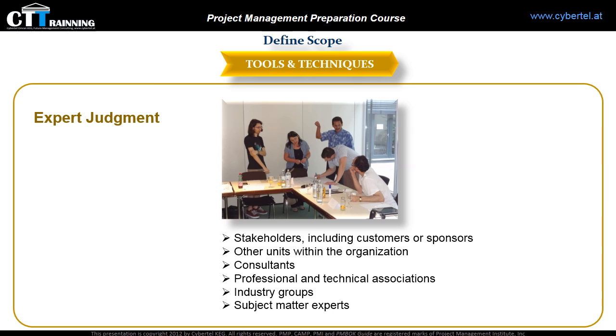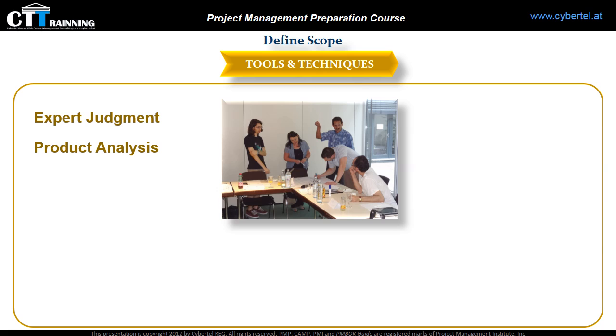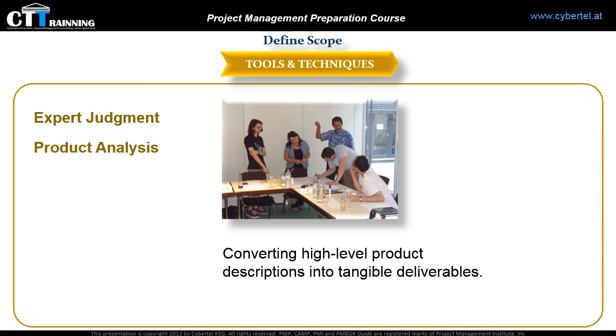The second tool is product analysis. Product analysis is usually used in projects that produce a product. It's all about converting high-level product descriptions into detailed scope for the product. This effort is highly dependent on the industry of the project deliverable and best practices. That's why you will need the experts' support if you are not aware of the project industry.